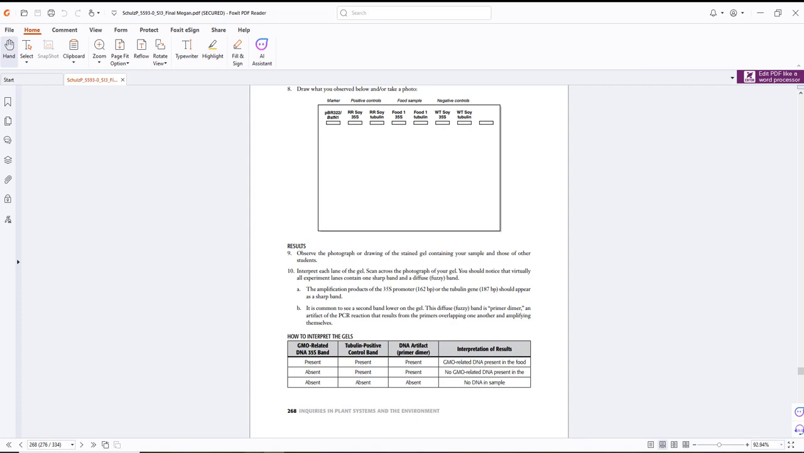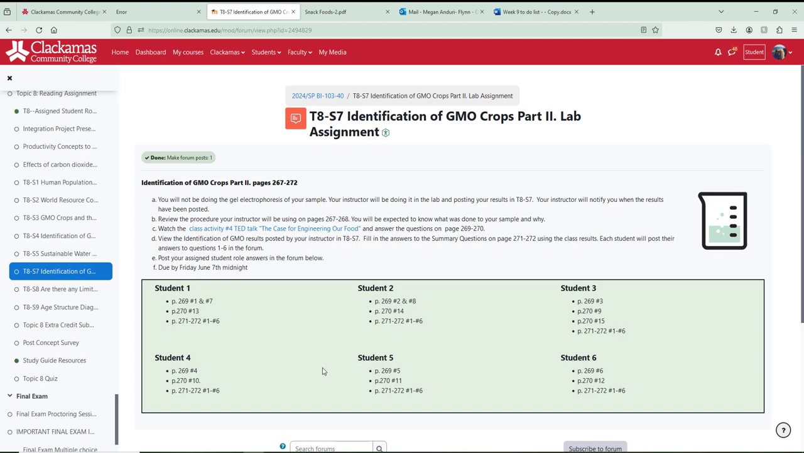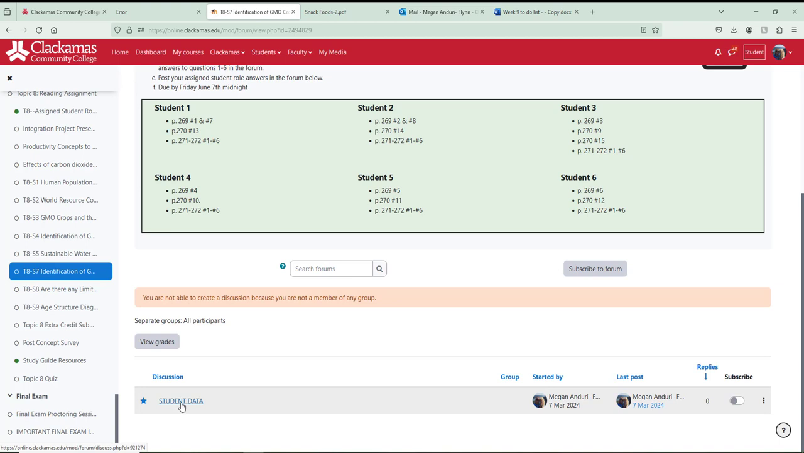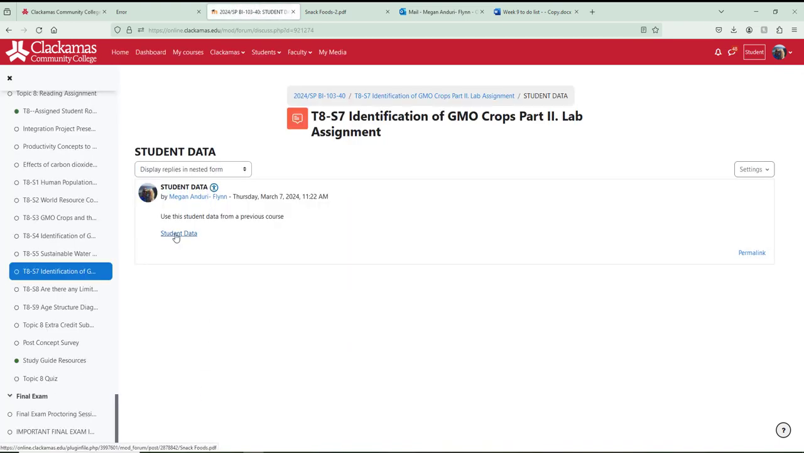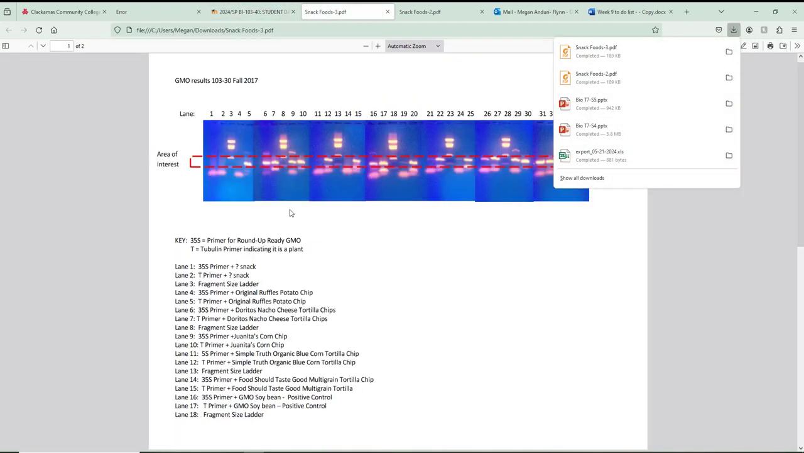Let's go ahead and take a look at our assignment. We are down here in T8S7, and we're not going to be doing the sample. We're going to take a look at the actual data. I'm going to show you the student data, and this was from a previous course. I think it's from way back in fall of 2017. Here's some information that you'll want to pay attention to.